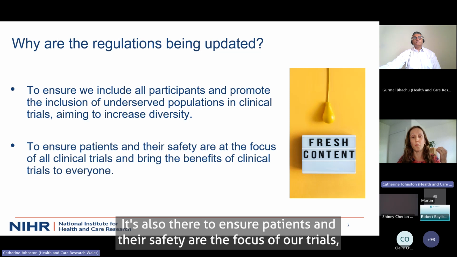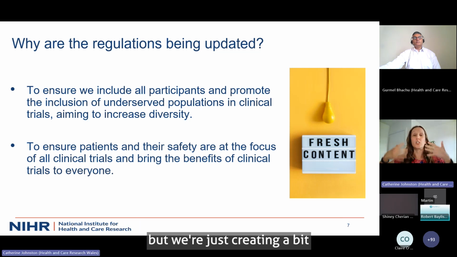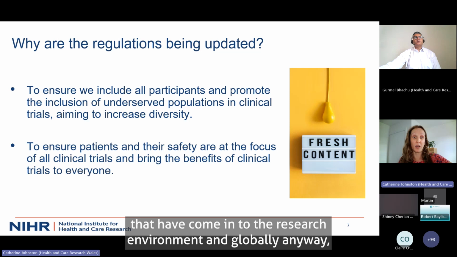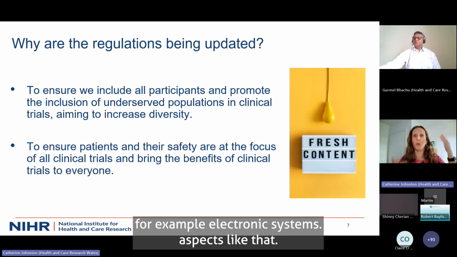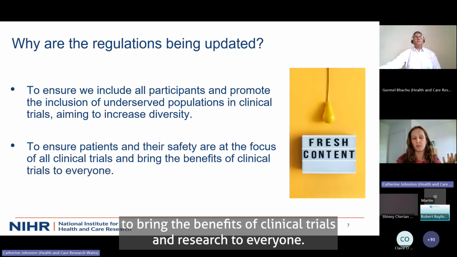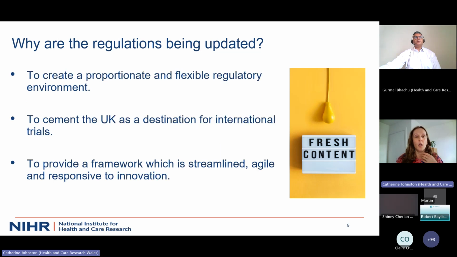It's also there to ensure patients and their safety are at the focus of our trials. Obviously, it always has been, but we're creating a bit more of a robust situation for them in response to a lot of changes that have come into the research environment and globally anyway, for example, electronic systems. And it's about trying to bring the benefits of clinical trials and research to everyone.